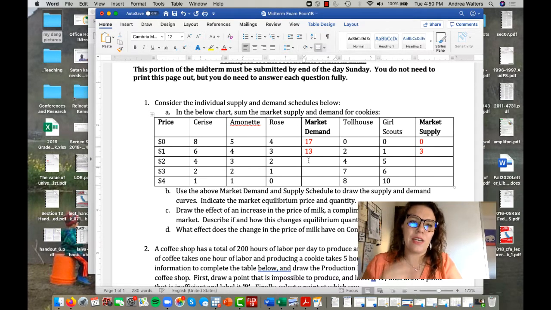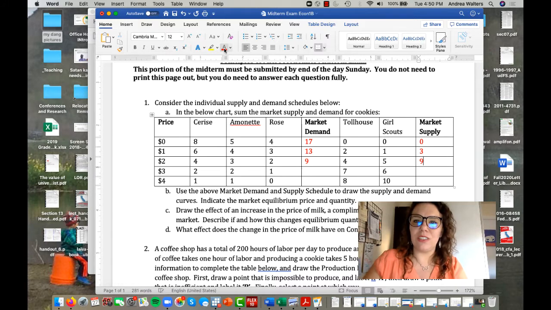Next here we've got a price of $2, where now Cerise only demands 4 cookies, Aminette only demands 3, and Rose only demands 2. That gives us a market demand of 9. On the other hand, Girl Scouts and Toll House are both willing to supply more to the market. 4 plus 5 equals 9.